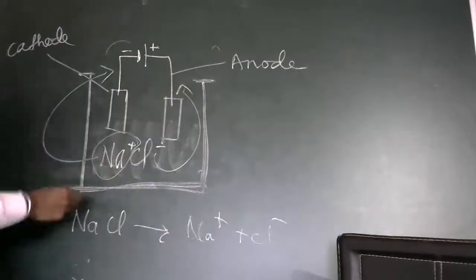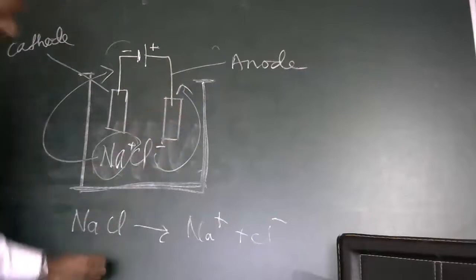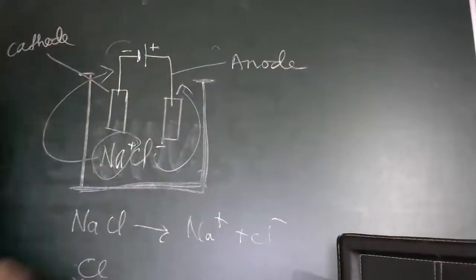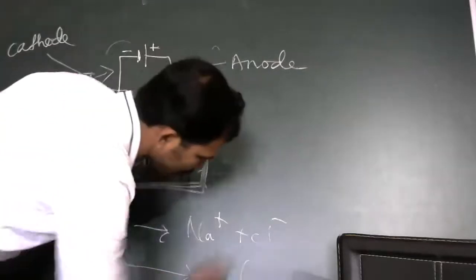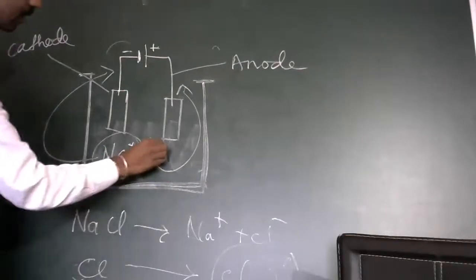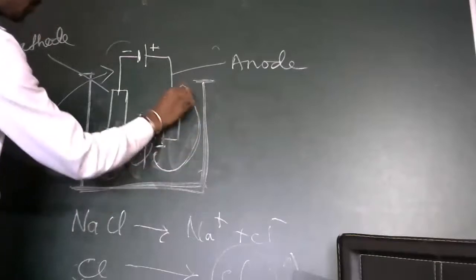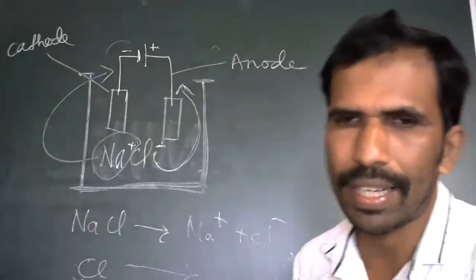So here, it gets one more electron and becomes Cl. It gets electrons and becomes Cl2 gas. I hope you are getting my point. Cl- is the anion. The anion moves towards the anode. It gets one more Cl atom and bonds with it to become Cl2. It is converted into Cl2.